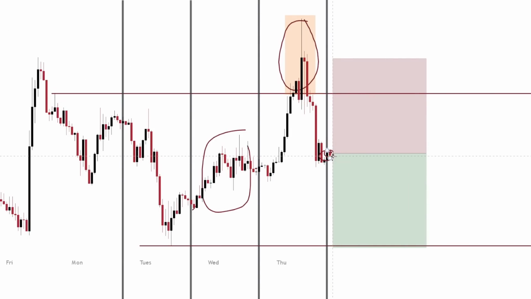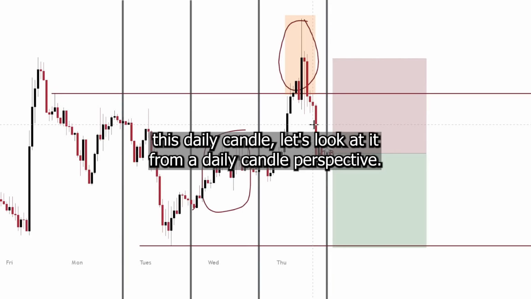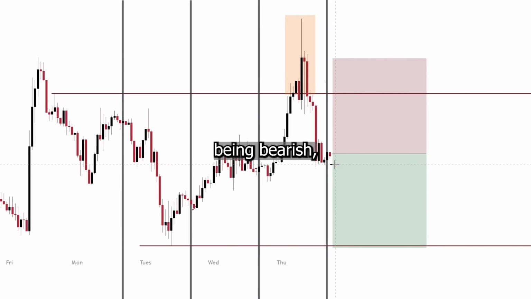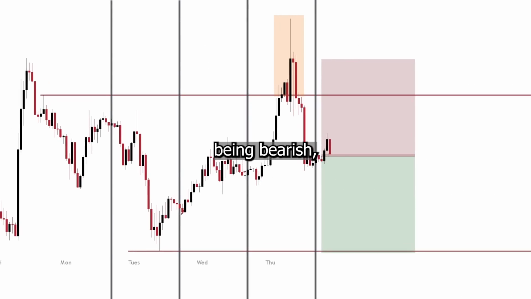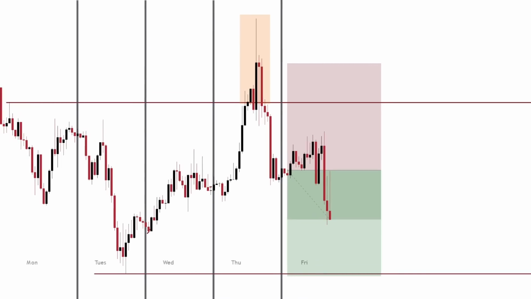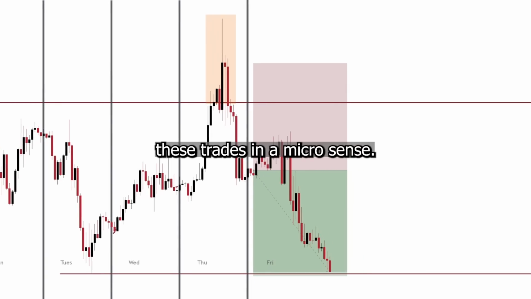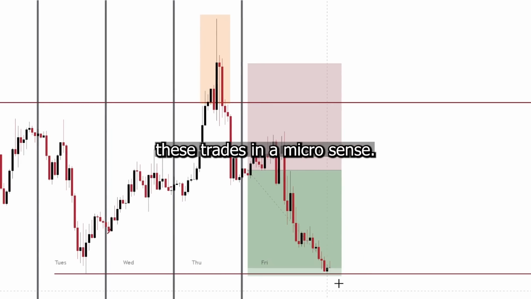So now you know that this daily candle, let's look at it from a daily candle perspective. The daily candle can open up right here, wick out, and then close bearish. So what we're banking on here is the probability of the daily candle being bearish. And we're going to cover how to enter these trades in a micro sense.